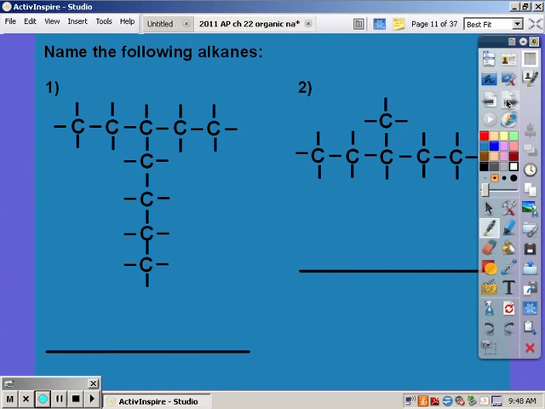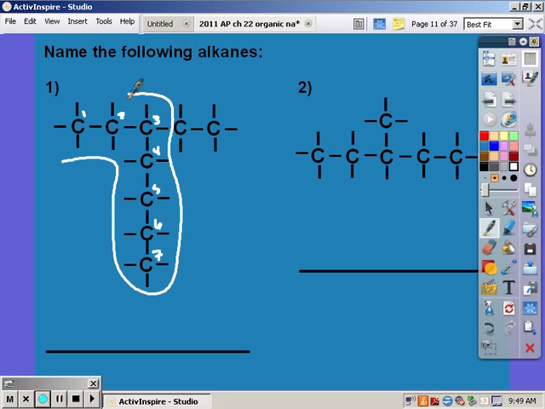So looking at this first example, we've got to find our longest chain. If we count across, we have 5. If we count to the left and down, we have 7. And if we count to the right and down, we also have 7. So the longest chain is 7. It doesn't matter which way we number, from the left or right, because either way the substituent would have a number 3. That's my longest chain. If it helps, you can circle the longest chain. Everything else is a substituent.